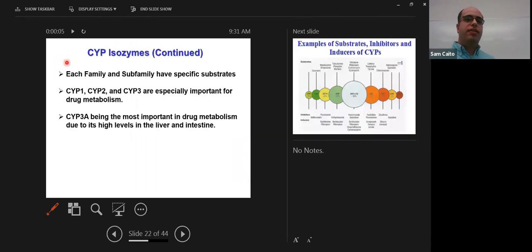So each family and subfamily will have specific substrates. CYP1, CYP2, and CYP3 are especially important for drug metabolism, with CYP3A being the most important in drug metabolism due to its high levels in the liver and the intestine.